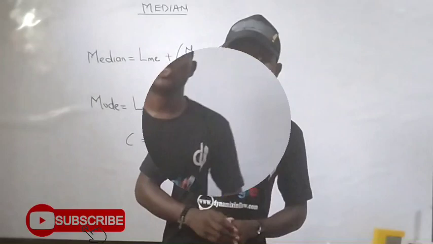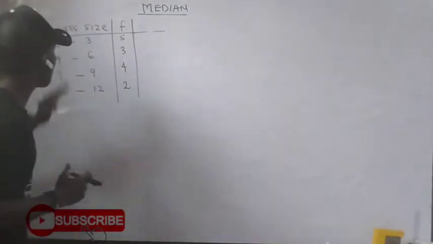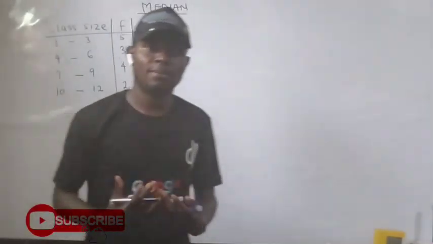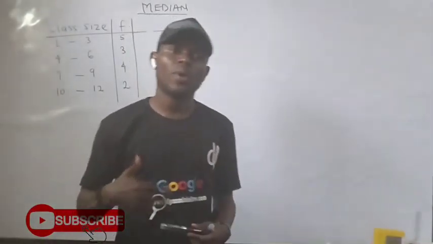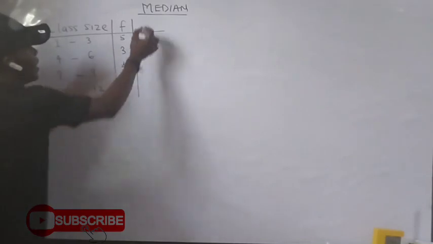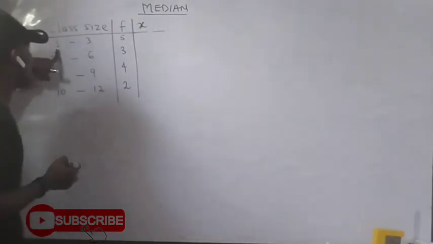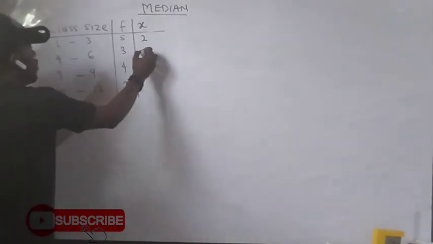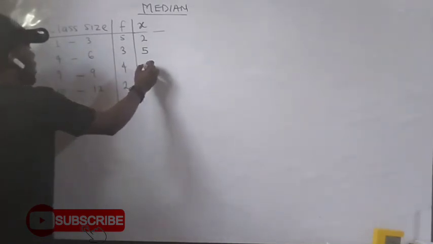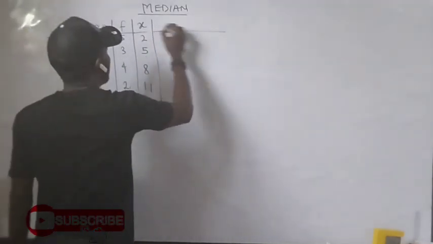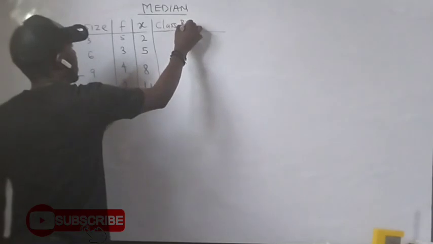Now, if you go by example, if for instance we are given our class size of this form and our frequency of this form, how do we generate our x value? Our x, like I told you, is otherwise known as your mid class or class mark. How do I get my mid class? I add the lower class interval plus the upper class interval and divide by 2. So here I'll have 2, here 5, here 8, and here 11. Then I'll have my class boundary as well.